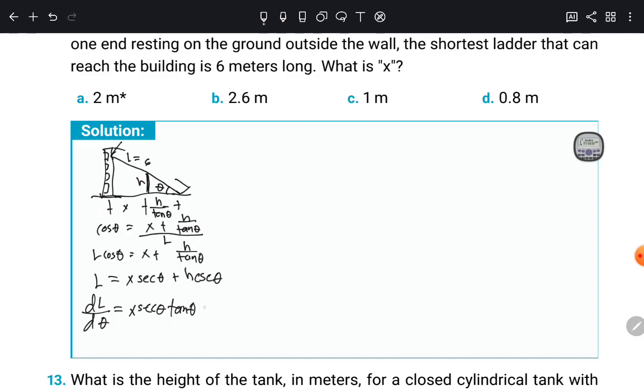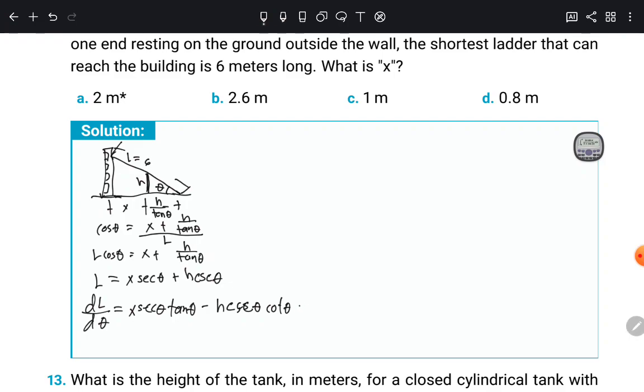Then minus, derivative of a cosecant theta is minus. So this will be h cosecant theta cotangent theta. h is also a constant. That's the height of the wall. We are just varying the angle theta so that we can make our L the minimum.